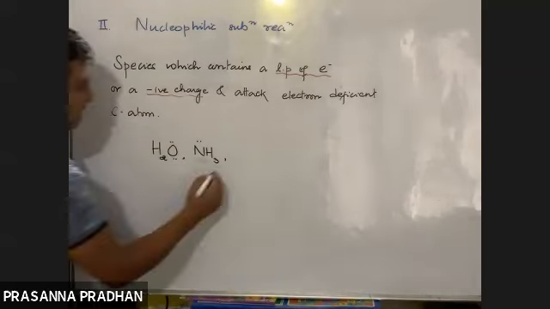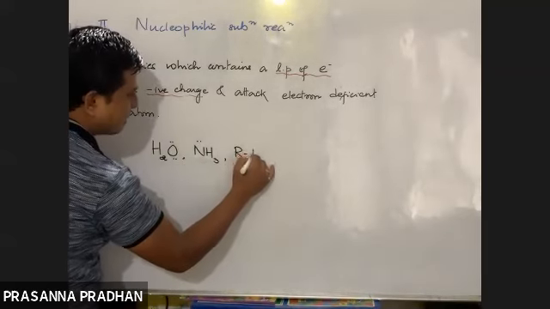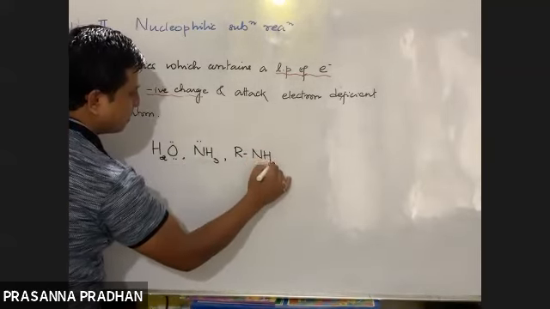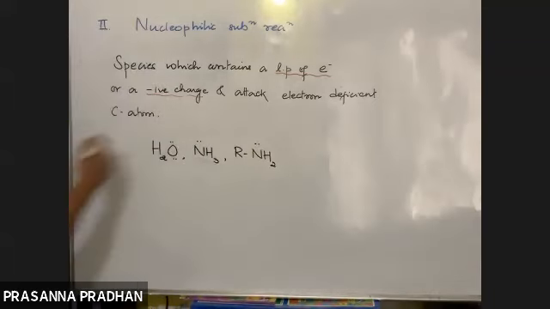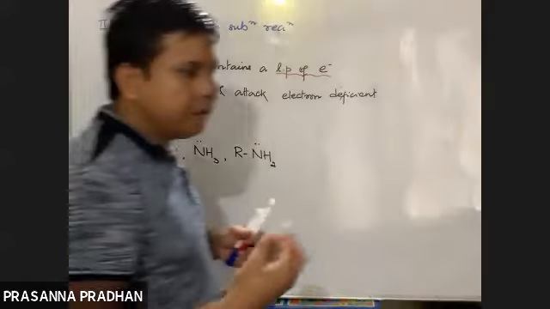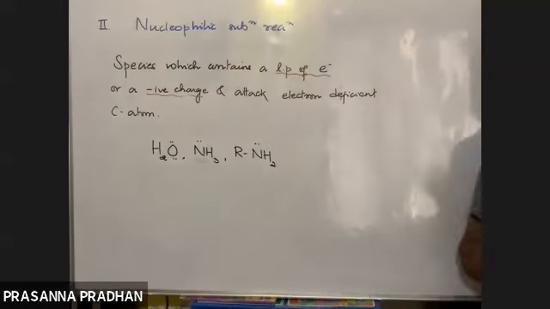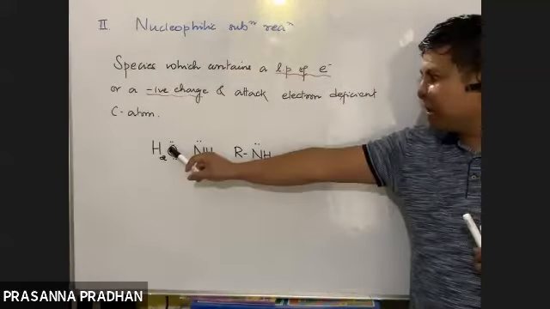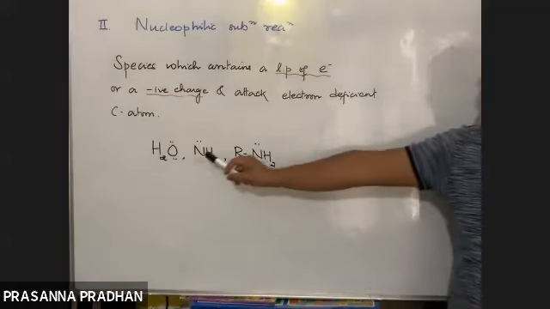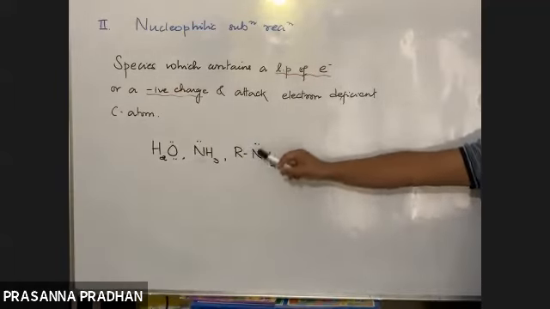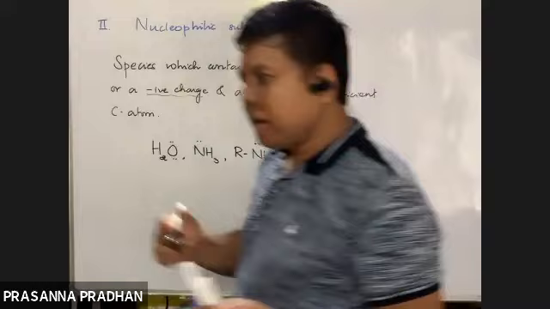Similarly, we have amines, which again contain a lone pair on nitrogen. So all these species containing a lone pair of electrons are known as nucleophiles. And what does the lone pair do? It forms a bond with the electron deficient carbon atom. So which is the nucleophilic atom here? Oxygen. Here? Nitrogen. In amines, nitrogen is the nucleophilic atom.